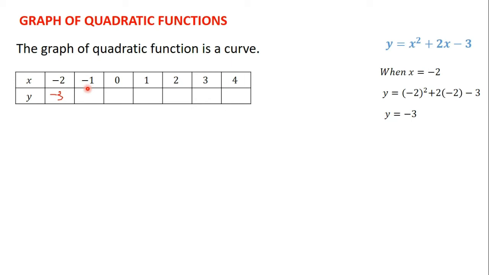Then you move on to the next x value. The next x value is -1. So when x is equal to -1, you substitute this x value into the function again. So you have y is equal to -1 squared plus 2 times -1 minus 3. And this will give us -4. So when x is equal to -1, y is equal to -4. So we have our second y value.